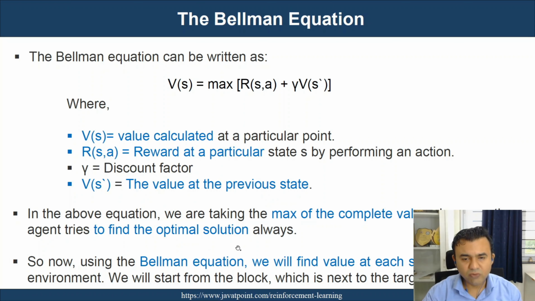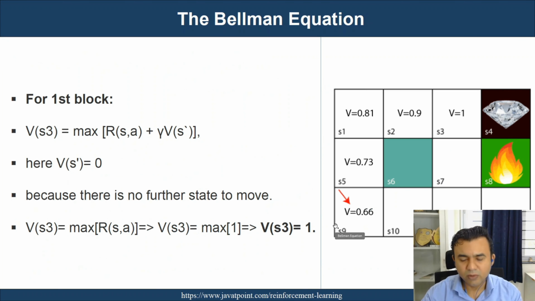Now in this particular equation, we are taking the maximum of the complete values, because the agent will always try to find the optimal solution. So we just take the max of the complete values. Now, using this Bellman equation, we will find the value at each state of the given environment, and we will start from the block which is next to the target block.